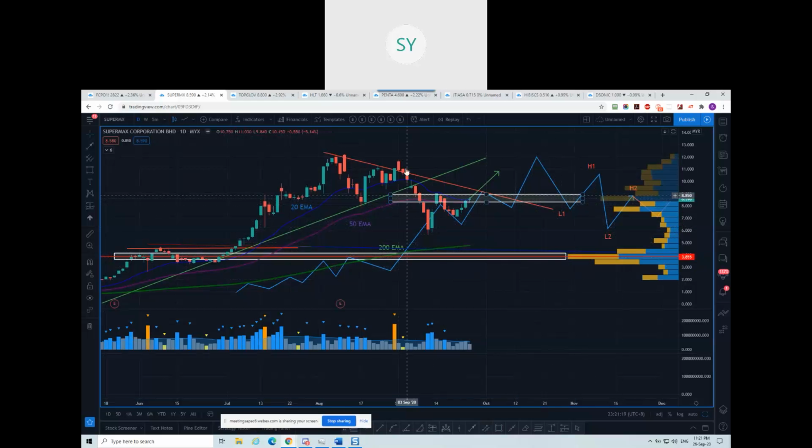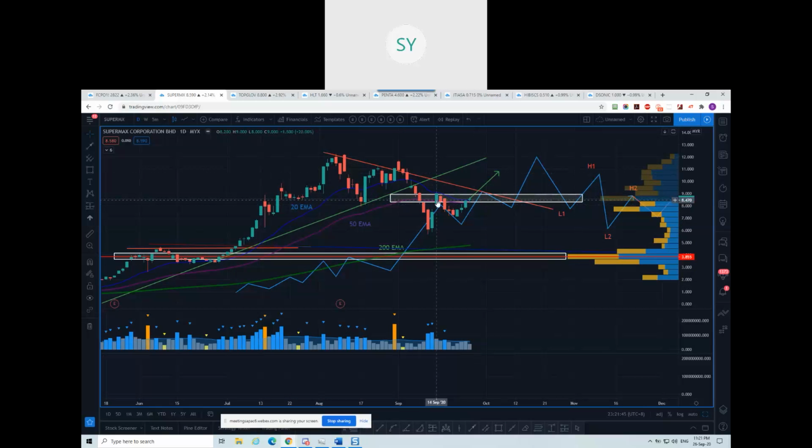Right now the price is under the downtrend line, as we drew here. We hope the price will reach above $9. Moving forward, if the price is able to breach this $9 level and also able to breach this downtrend line, it's a good sign. The trend will continue.